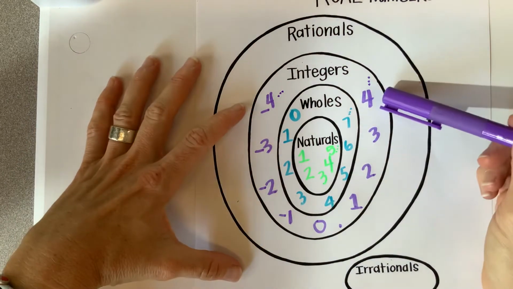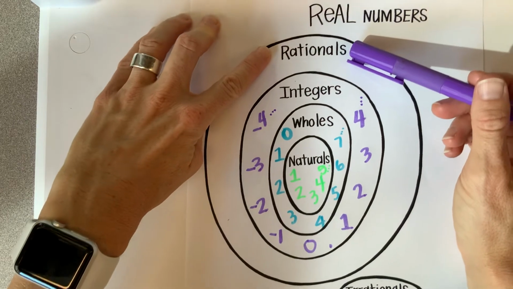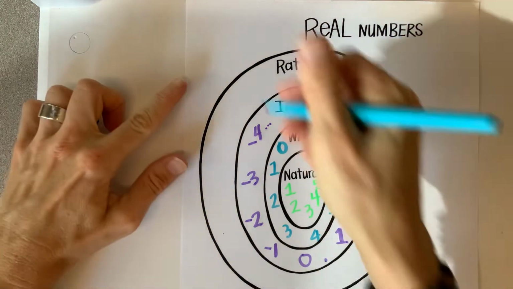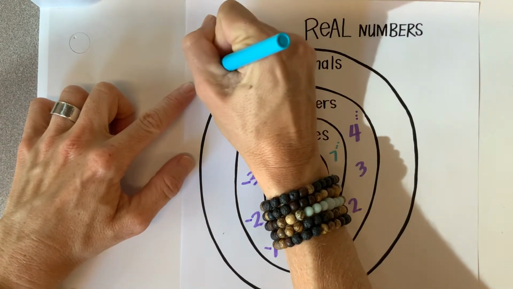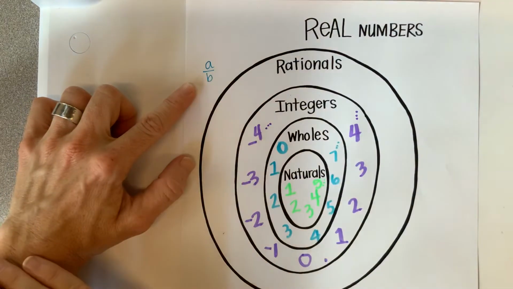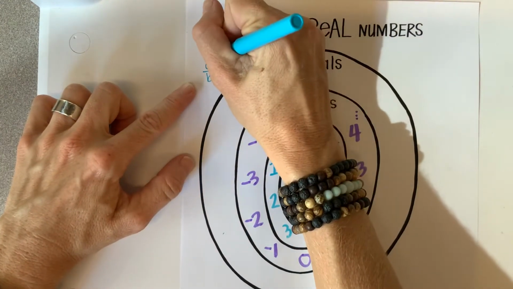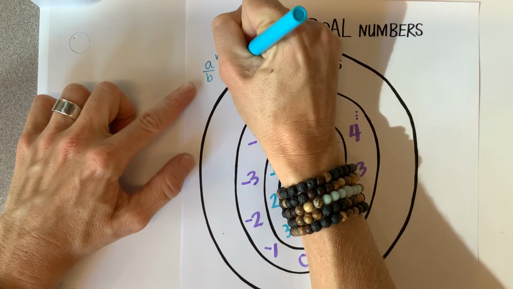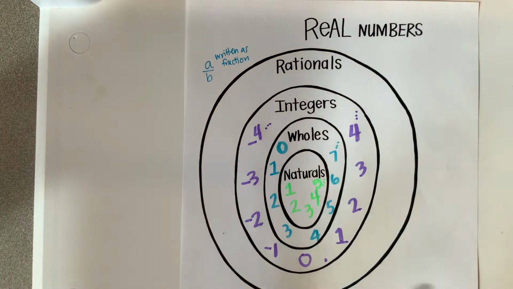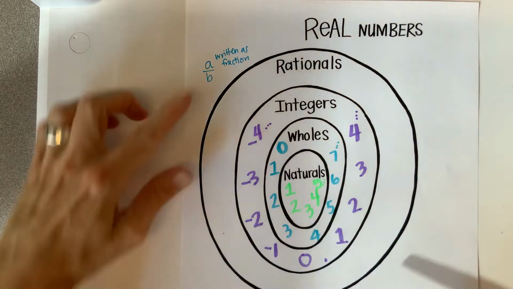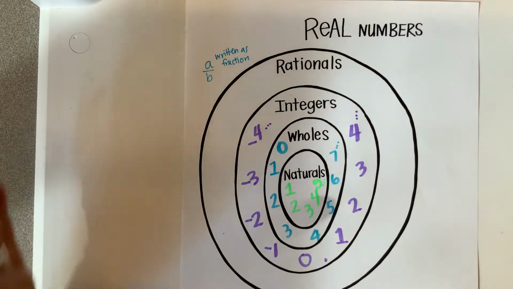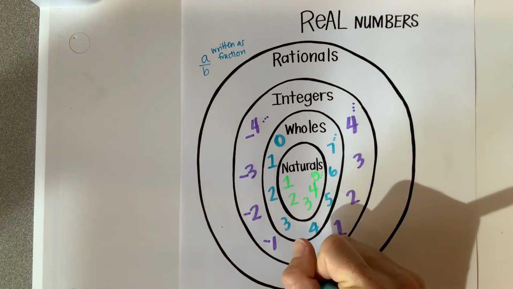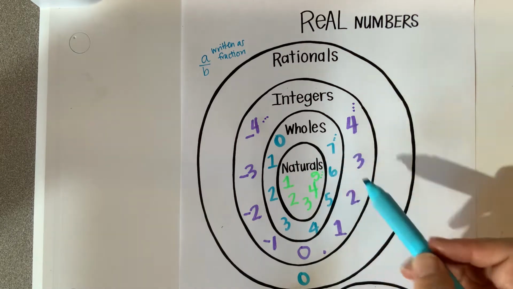Okay, now the next category of numbers are what we call rational numbers. Now, rational numbers can be written as a ratio, and I'm going to write that as A over B. Written as a fraction, that's another way you can think about it. So you can take that value and place it as a fraction. So what do I mean by that? Well, let's go back and we'll start off at 0 again. So rational numbers include all of the integers, whole numbers, and natural numbers.